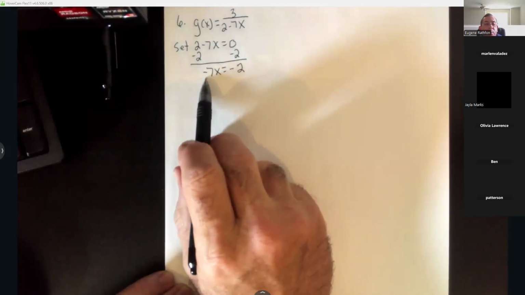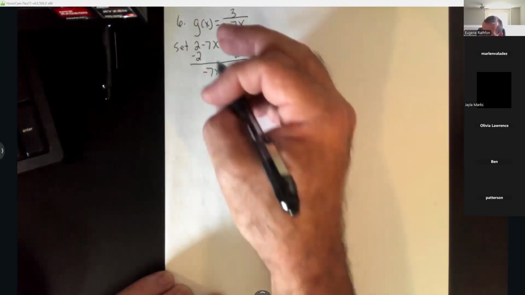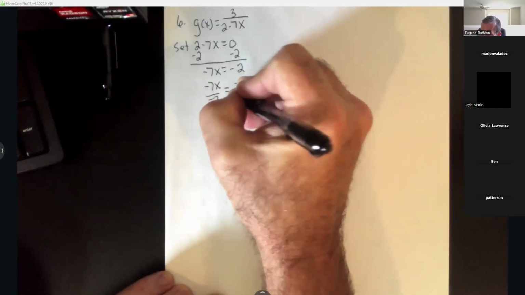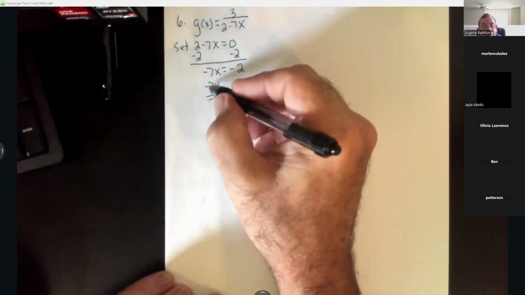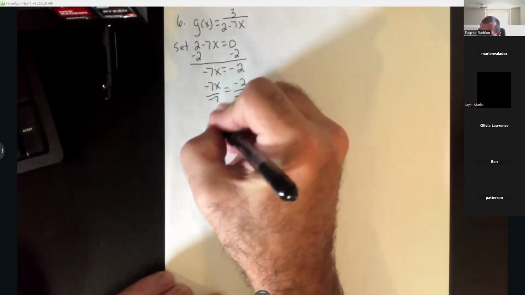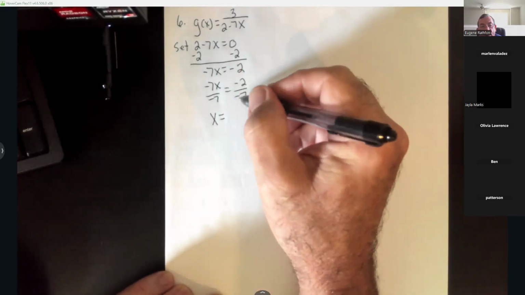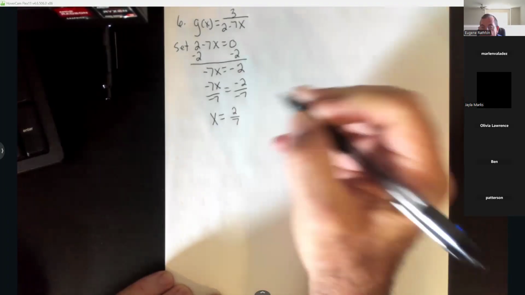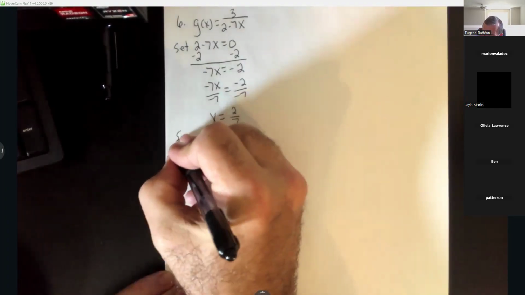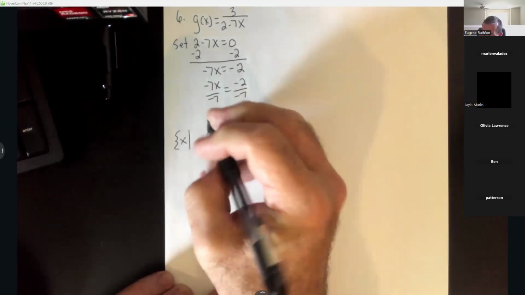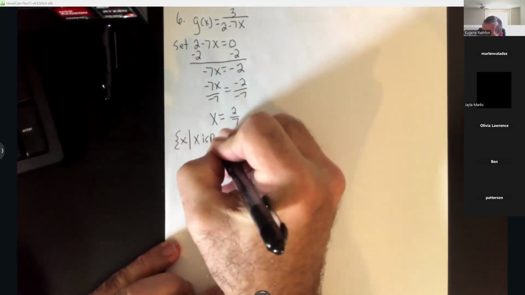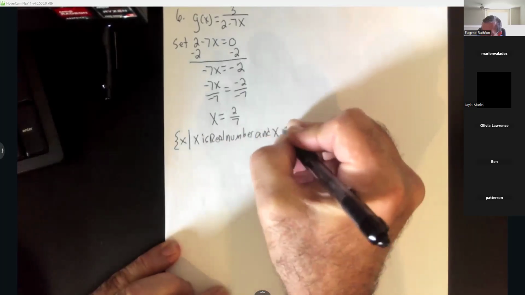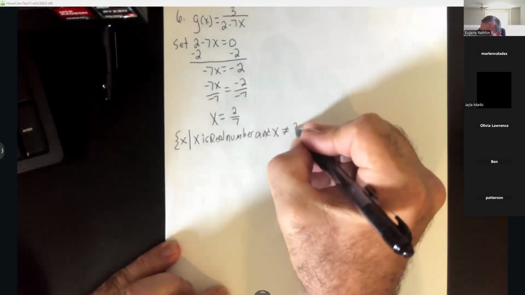And then we're going to divide both sides by negative 7 to make that a 1x. So that'll equal negative 2 over negative 7. So negative divided by negative makes that a positive 1x, and then negative divided by negative makes that a positive 2/7. So for this one, our domain, x such that x is a real number and x cannot equal 2/7.